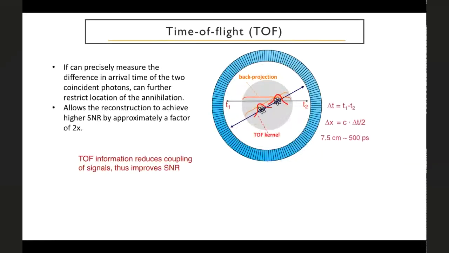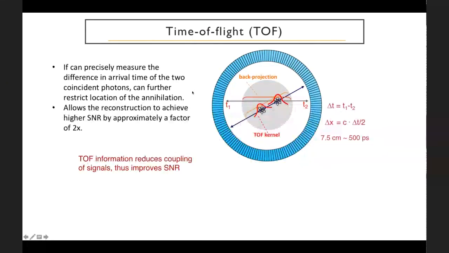And in fact, the precision with which I can measure the difference between the arrival times translates into the uncertainty that I now can place on where that event happened. So if you have a 500 picosecond ability to distinguish between the arrival times, that corresponds to now you can limit the location of that event to within 7.5 centimeters instead of the entire width of the patient.